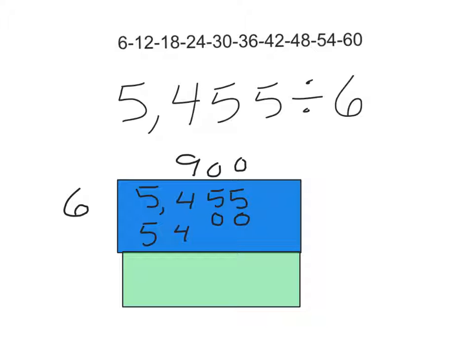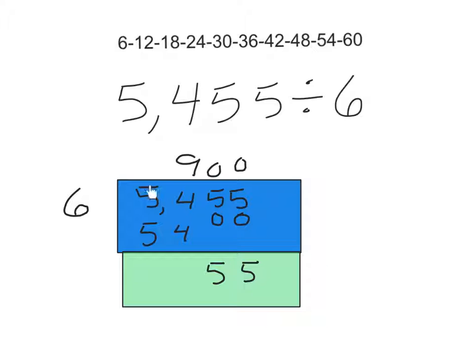So 900 times 6 gave me 5,400. 5 minus 5 is going to give me 5 right here. And then 5 minus, did I say 5 minus 5? That's craziness. 5 minus 0 is going to give me 5. And 5 minus 0 is going to give me another 5. And bam, that makes a lot more sense.